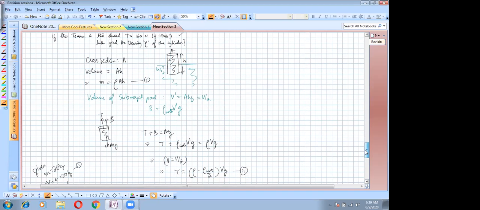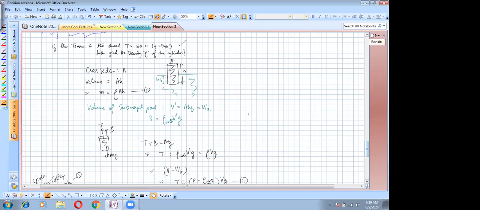So it's all about the free body diagram really, and using the principle of buoyancy. That buoyancy is equal to density of fluid into G into V prime, where V prime is the volume of the submerged part. Okay, so just note down this part first, then I'll scroll down.